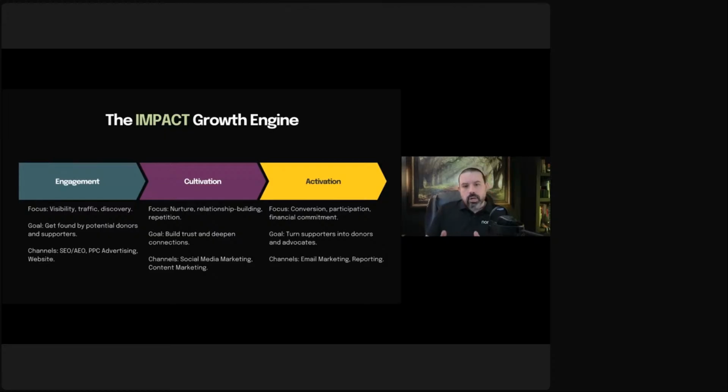In the next stage, cultivation is about nurturing those relationships. Some of you already have people who are potential donors and supporters. Now you're in the cultivation stage with them, but you still need more engagement. We need to get more of those people. In the cultivation stage, we're nurturing, we're relationship building, and we're doing this by repetition. We're building trust, we're deepening the connection, and we're doing that through social media and content marketing.